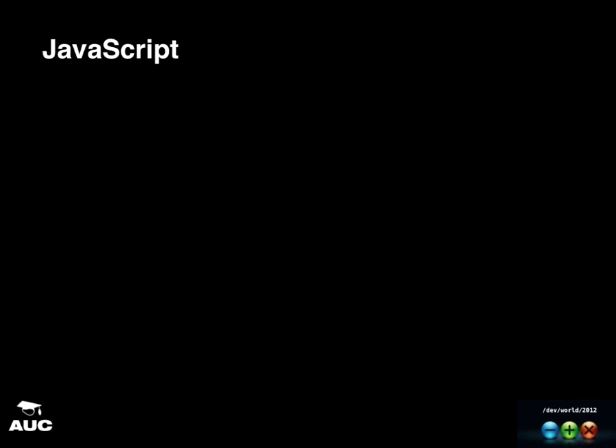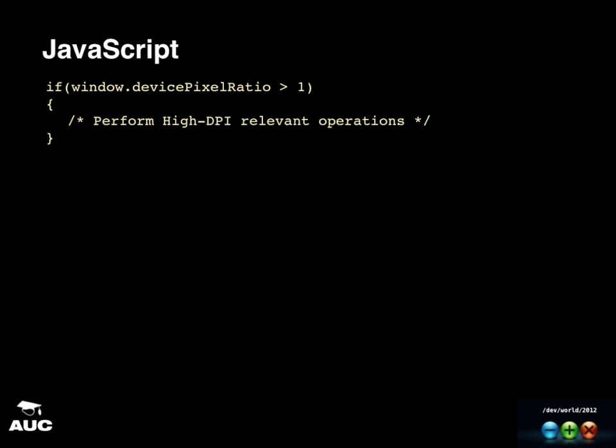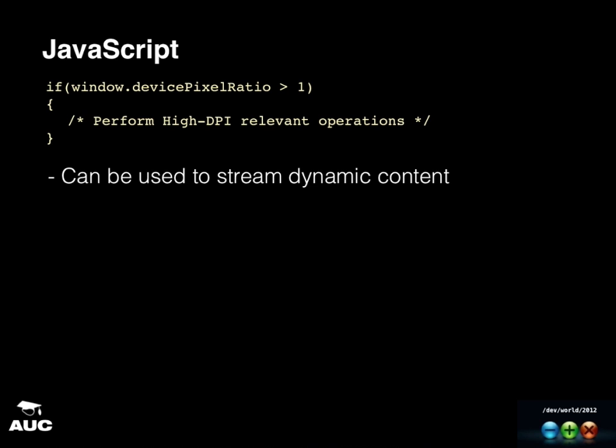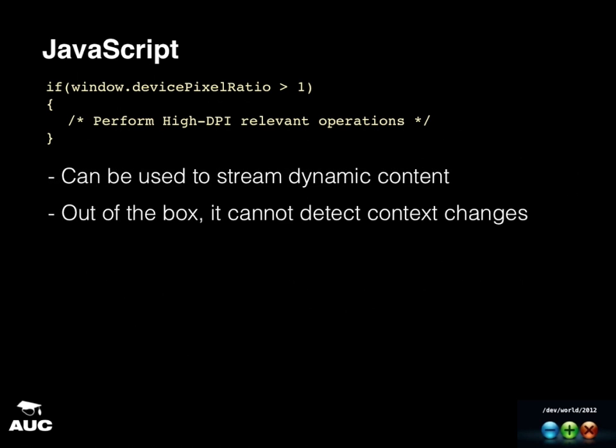And JavaScript. Now, you might be making a game, or something that requires a lot of dynamic rendering and processing. There is a little property in the window object that you can check that says if the device pixel ratio is greater than 1, then you can perform high DPI relevant operations there. And that's really cool because then you can start to stream down dynamic content and the likes of that. Out of the box though, it can't detect those context changes I was mentioning before.